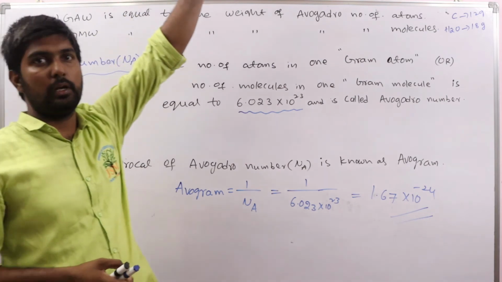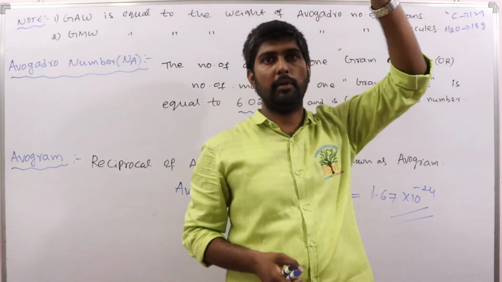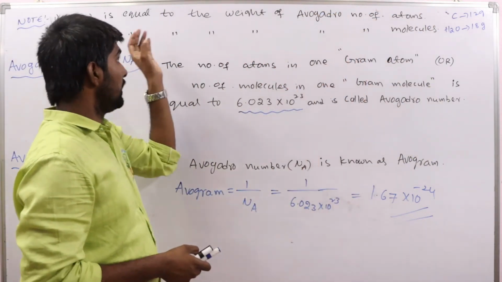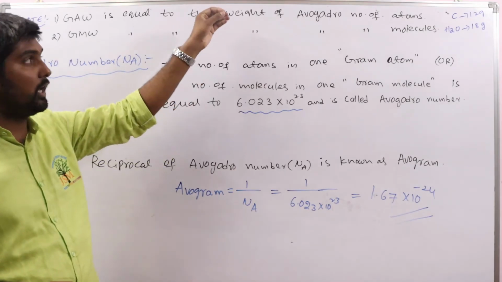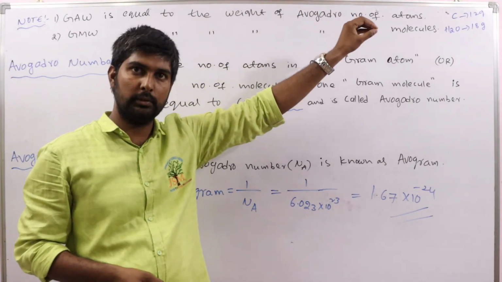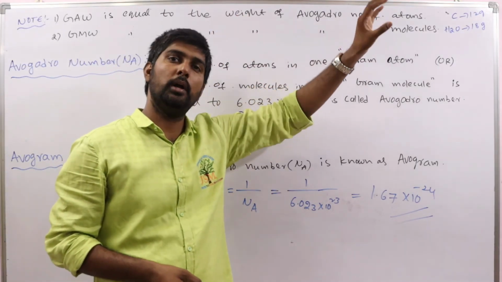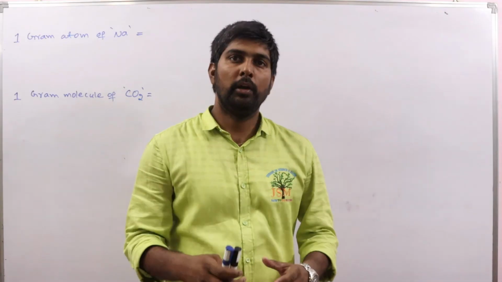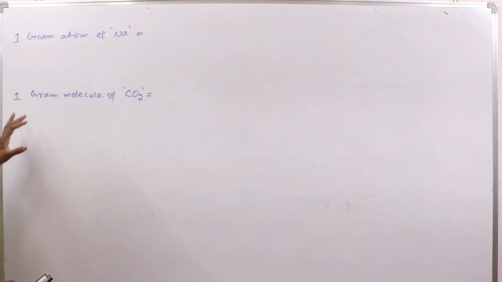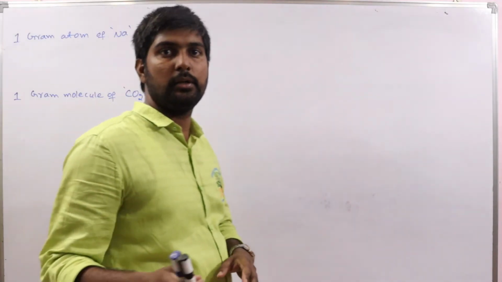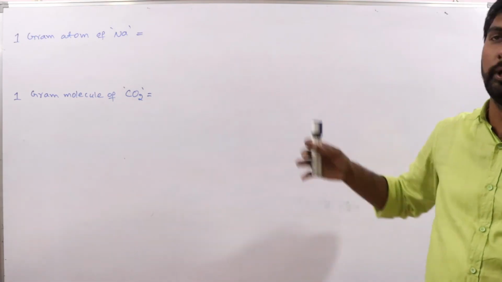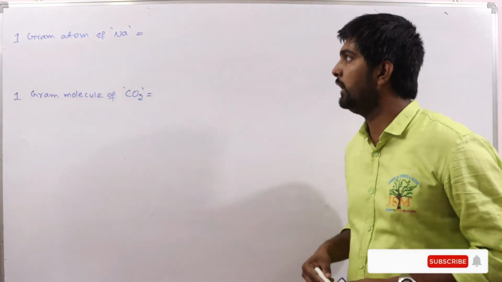Remember, not only in this example, but anywhere, gram atomic weight is the weight of Avogadro number of atoms, and gram molecular weight is the weight of Avogadro number of molecules. Now let us see all the points we discussed till now with two examples, to understand easily.